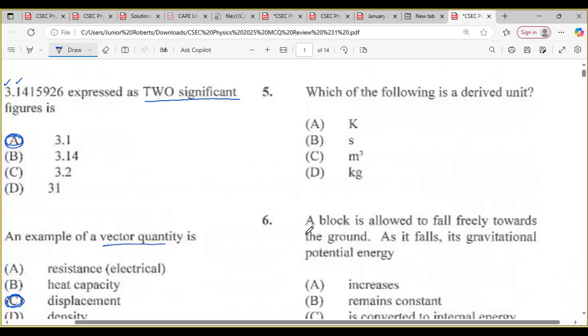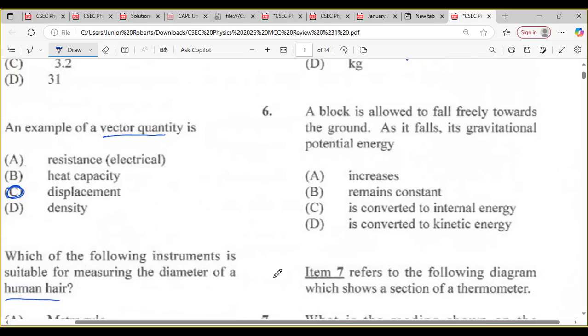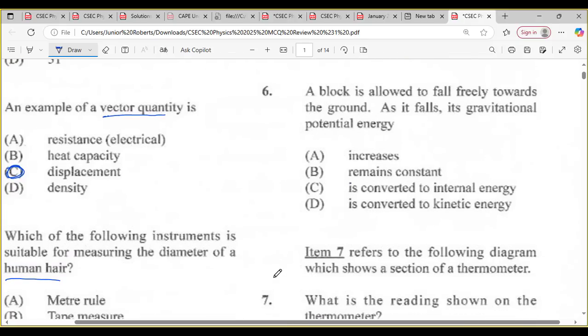Now, since we have volume right here, volume is formed by the multiplication of length. So the volume is really length cubed, so we're multiplying length by itself 3 times. As a result, it is formed by the multiplication of the base quantity, length. So therefore, for number 5, our derived unit is going to be the cubic meter, which is C.